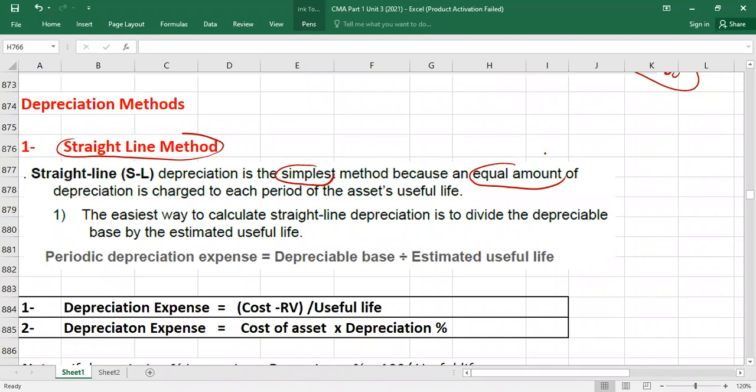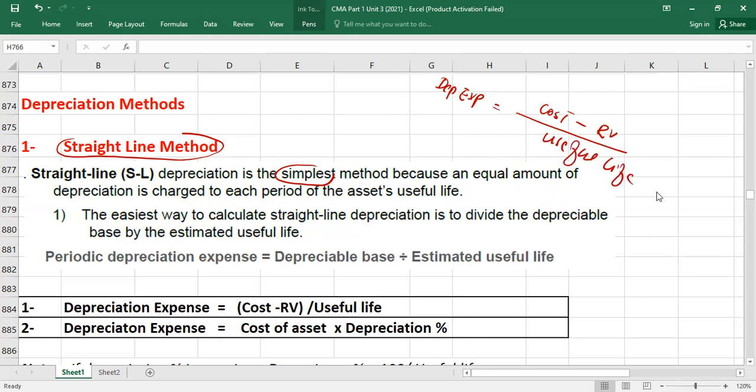But the point is how to get the depreciation. So this formula you will apply. And don't forget, depreciation we calculate at the end of the year, every counting year, as an adjusting entry, right? So what is the formula you will apply here? For the straight line method, just remember this formula. This is the depreciation expense every year: cost of asset minus residual value, divided by useful life.